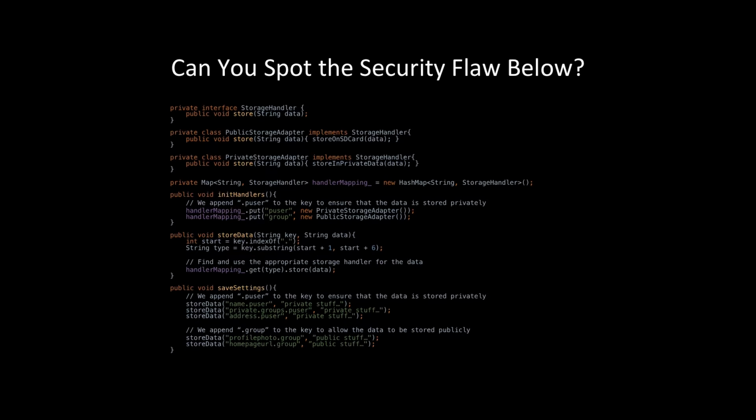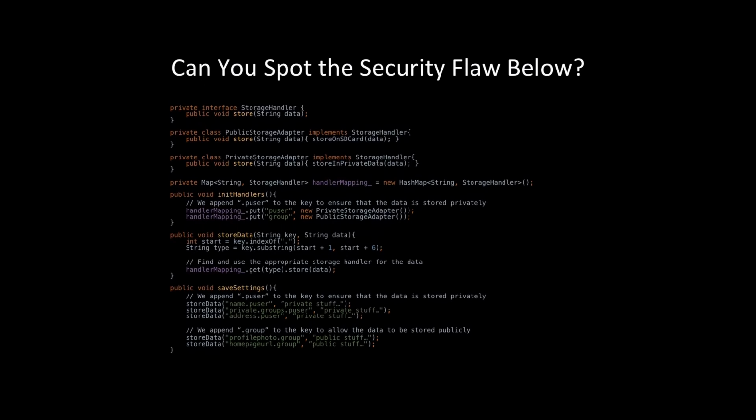So for example, a public storage handler can store data to the SD card, whereas a private storage handler can save it to the app's private data storage and encrypt it or do other things to it to make it hard to access. So it has become a much more complicated problem to look at this code and suddenly decide, is this code secure or not? Is it leaking data onto the SD card?